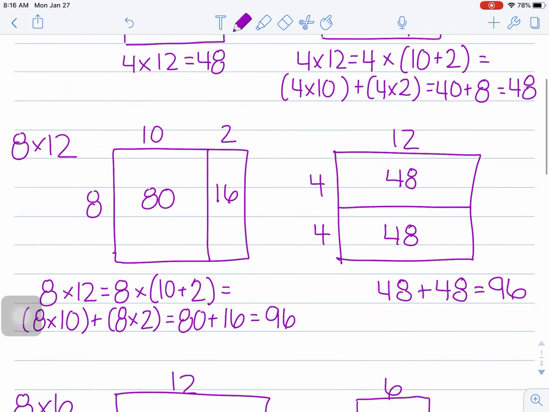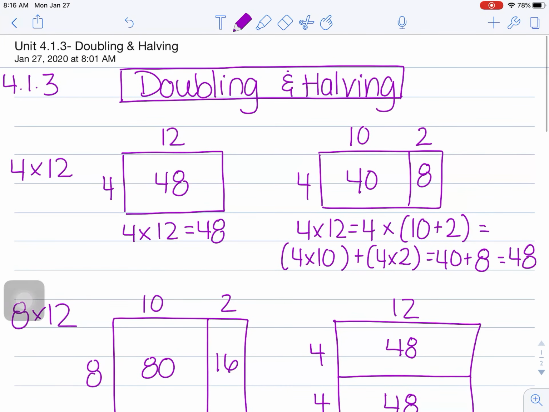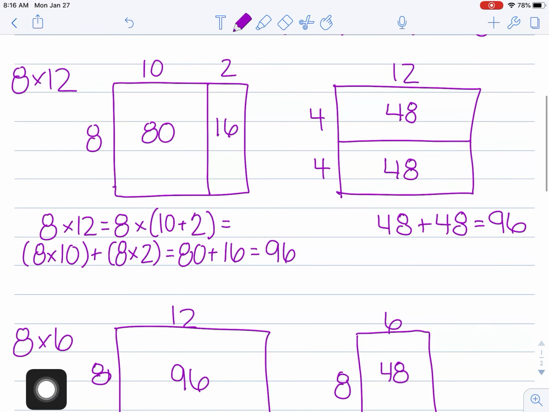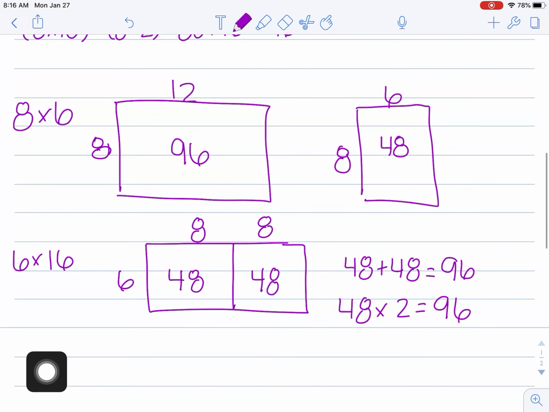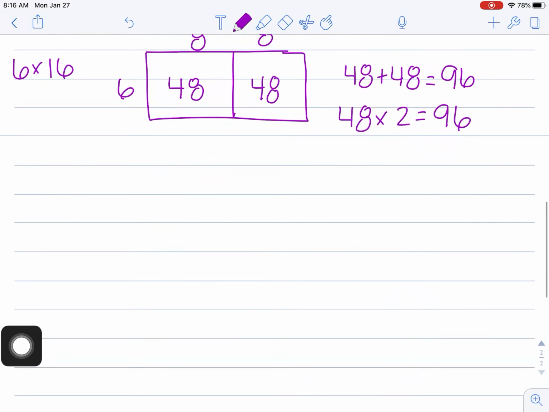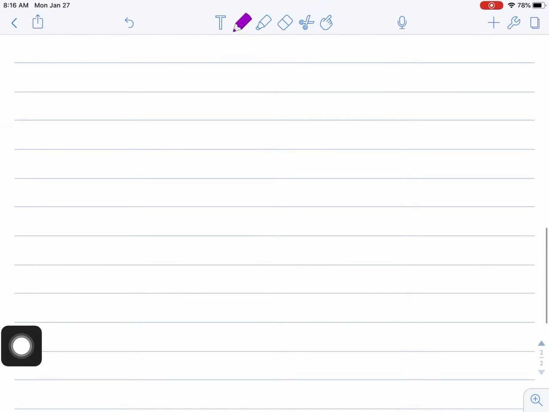Okay, I want you to look back at the 4 problems you just solved, okay? We had 4 times 12, 8 times 12, 8 times 6, and 16 times 6, or 6 times 16. What I'd like for you to do is go back and look at those, and I want you to think about if you notice any connections between the expressions and the products. If you notice anything, go ahead and pause the video now while you're thinking about it.